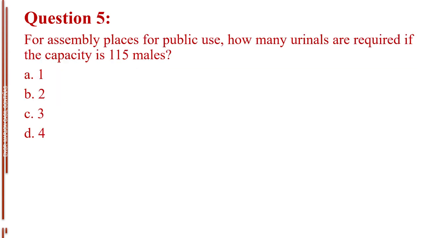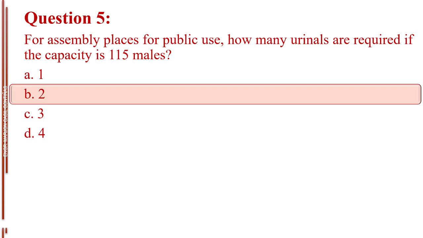Question number 5. For assembly places for public use, how many urinals are required if the capacity is 115 males? Letter A, 1. Letter B, 2. Letter C, 3. Letter D, 4. The answer is letter B, 2.